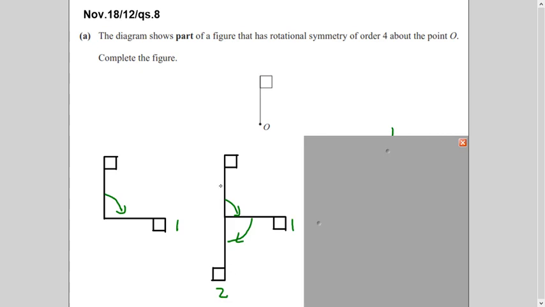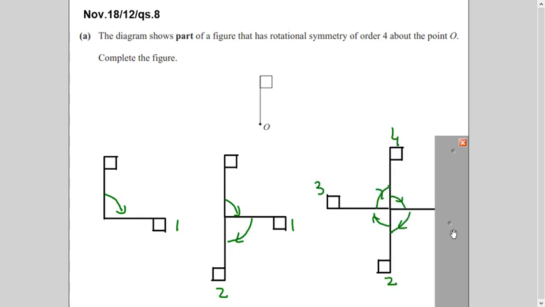You are just rotating this thing. And then after that, it will go further in rotation. So now here it is. So this is how you will complete your diagram or figure. Now it has rotational symmetry of order 4. First, second, third, fourth.